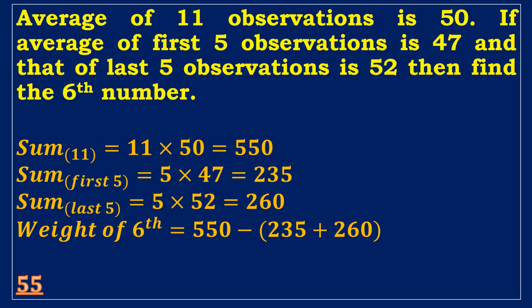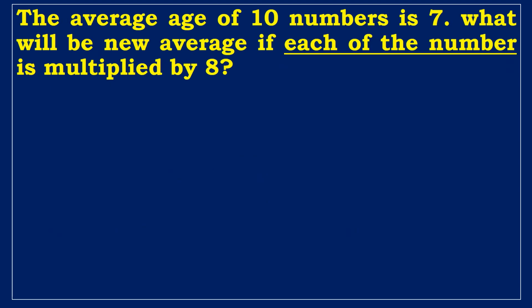Let's look at the fourth example to understand the basic concept of averages. The average of 10 numbers is 7. What will be the new average if each of the numbers is multiplied by 8? If each of the numbers in the set of 10 is multiplied by 8, then the new average of the set will also be multiplied by 8. So, the new average will be 7 into 8, which is equal to 56.